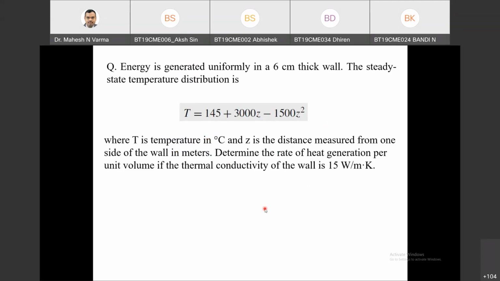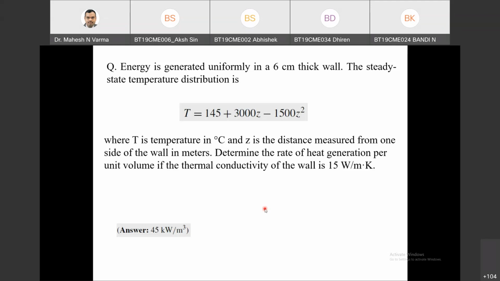Yeah, Dhiren. Yes, sir. The double differential will be minus 3000, sir. Minus 3000. Yes, sir. So multiplied by thermal conductivity, minus 15, minus 45 into 10 to the power 3, sir. 45 into 10 power 3. So 45 kilowatt per meter cube. Everybody is getting this? Anybody getting some other answer? Minus 3000, yeah, 45,000. Anybody has any doubt in this problem?